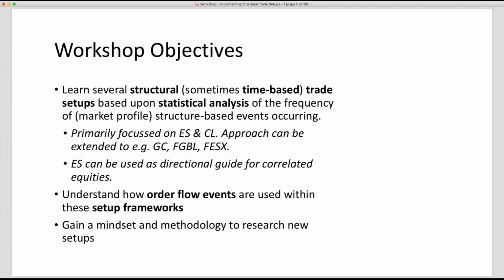But for a setup to be good, we want it to occur a lot. We want to be able to gain a repeatable edge from it. So I like to use statistics to look at how often certain things occur within the structure of the market, because then I can apply my time based on 2 or 3 scenarios which will play out, and I've got a sense of how often they'll play out.